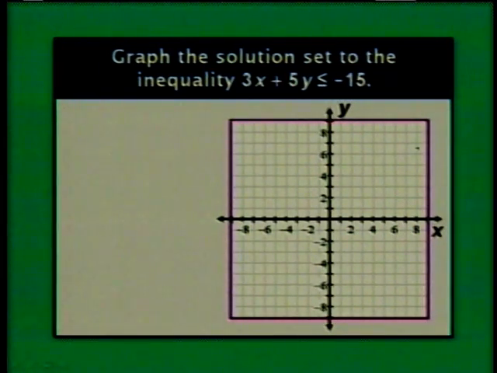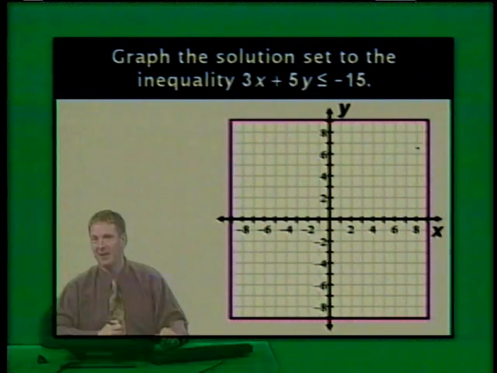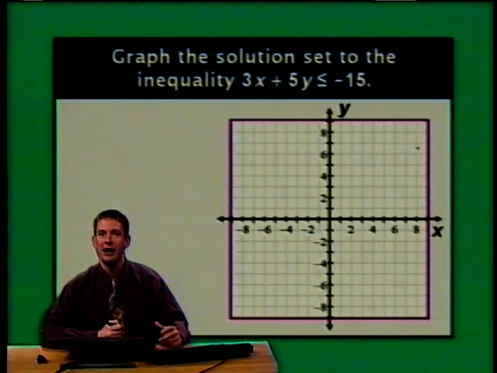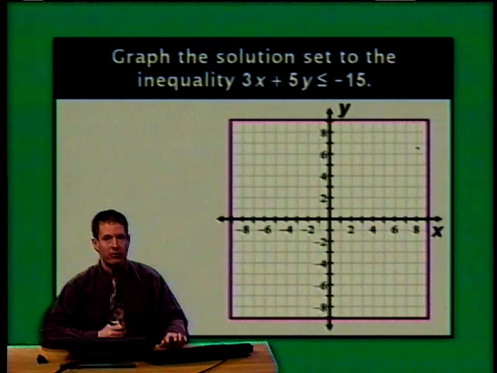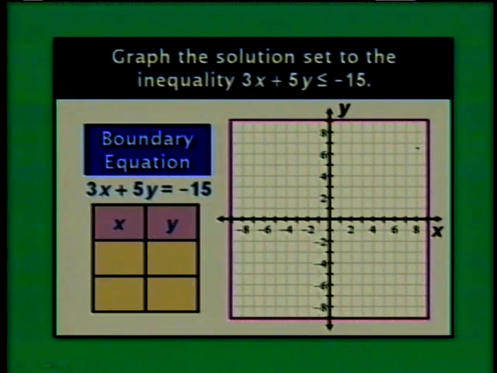Let's graph the solution to the inequality 3x plus 5y is less than or equal to negative 15. Now remember, one of the things I'm doing in this lesson is to encourage you to try doing some of the steps in the graphing process in your head. My boundary equation here is 3x plus 5y equals negative 15. I can figure out both of the intercepts in my head. When x is 0, we're left with the equation 5y equals negative 15. The solution to that equation is negative 3. So the point 0, negative 3 is the y-intercept.